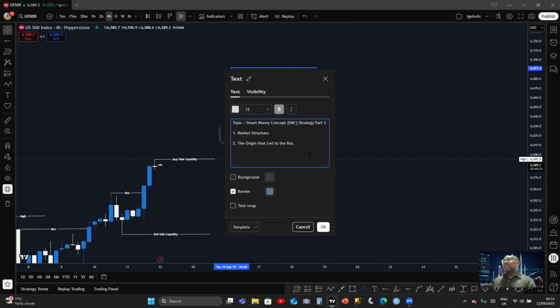That you must be able to identify. And apart from that, you must check out for fair value gap. Check out for fair value gap, and also liquidity. Check out for liquidity.